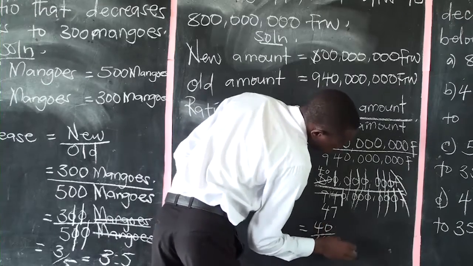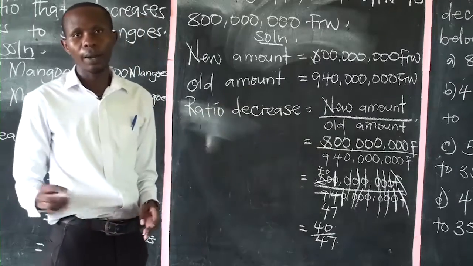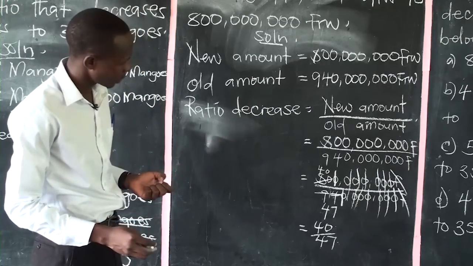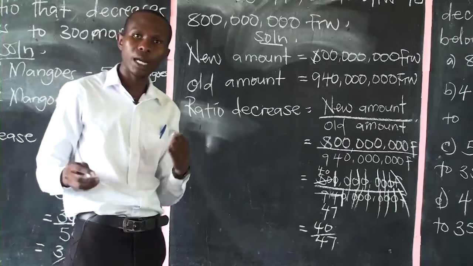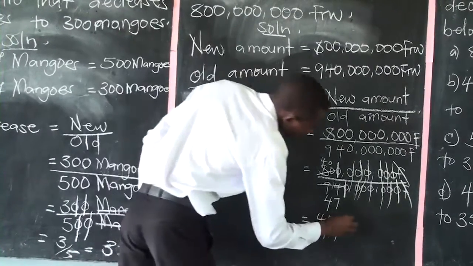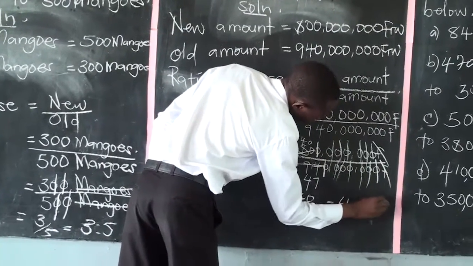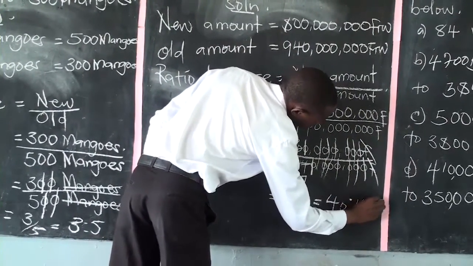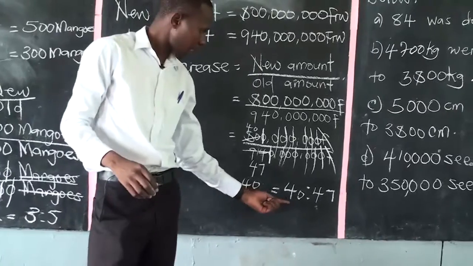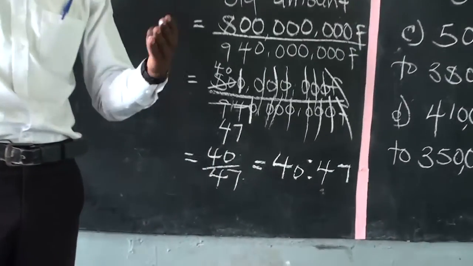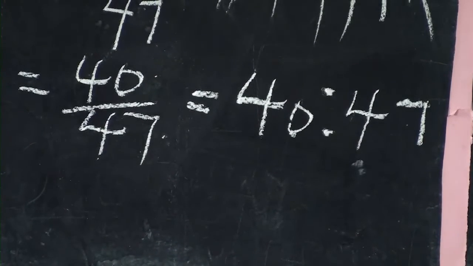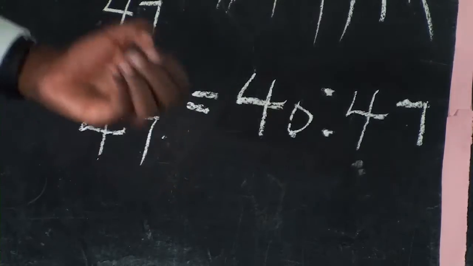This is our numerator, this is our denominator. When we are writing ratios, the numerator is ever the first, then the denominator becomes our second. So this will give us 40 to 47. When you look at 40 and 47, they may not have a common factor that divides the two of them. So if they don't, we shall now call this our last ratio in this case.